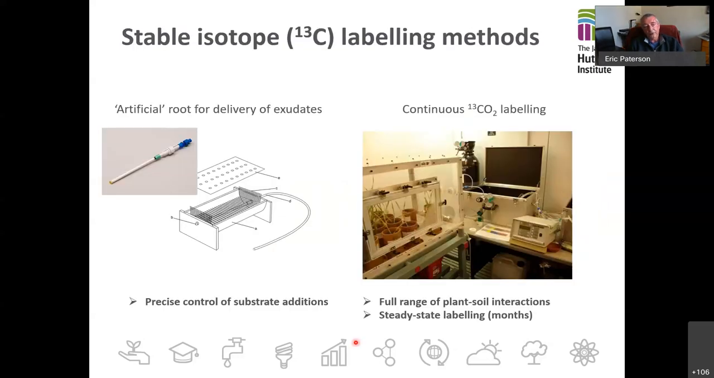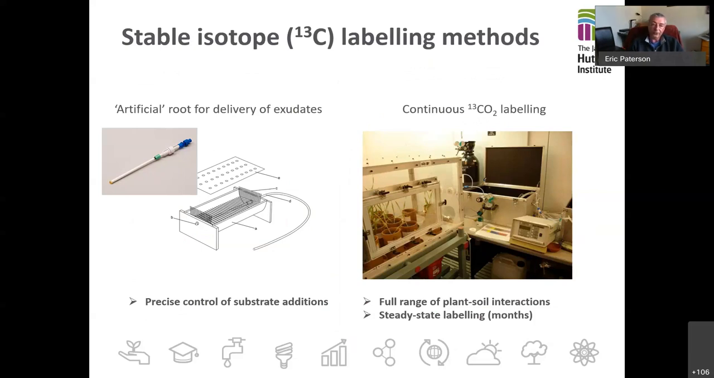So how do we do it? We've got very simple systems here using a rhizome sampler as an artificial root to deliver labelled exudate compounds into soil. It's good because it's a very precise way of doing it. It's a nice way to look at mechanisms, but clearly it doesn't encompass the full range of plant-soil interactions that will affect, for example, soil organic matter turnover.